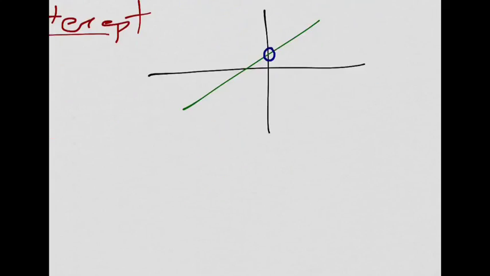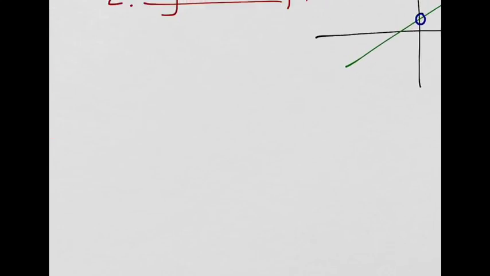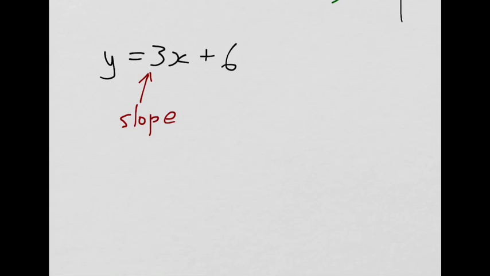So let's just practice identifying the slope and the y-intercept of lines in slope-intercept form. So let's say we had the equation y equals 3x plus 6. Anyone want to take a stab at what the slope of that line is? 3. Okay, so the slope is 3. How nice. Don't have to calculate it anymore.